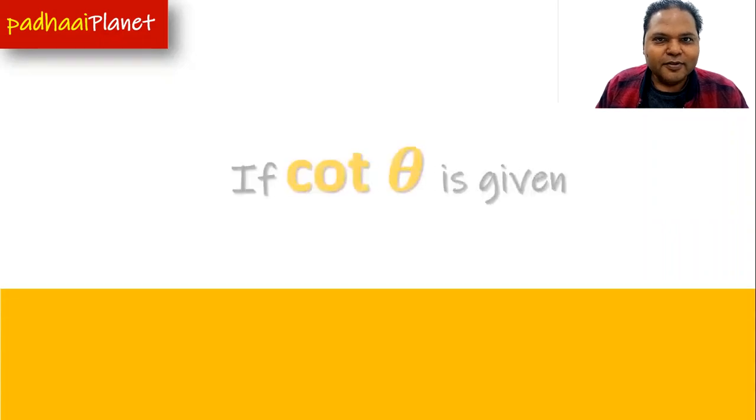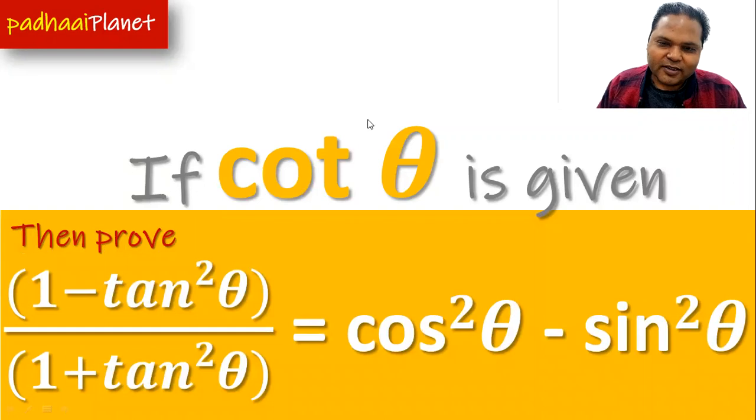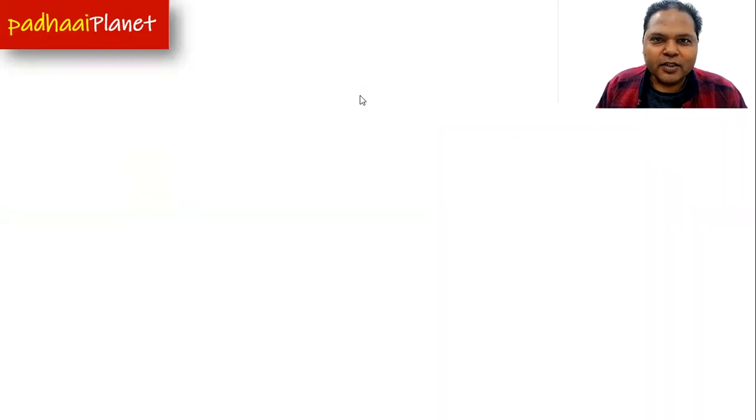So today in this video, we are going to learn that if we are given the value of cot theta, then we need to prove that this expression stands true. And the expression is 1 minus tan square theta over 1 plus tan square theta is equal to cos square theta minus sine square theta, right? So without taking much of your time, let's move ahead on to the next screen.